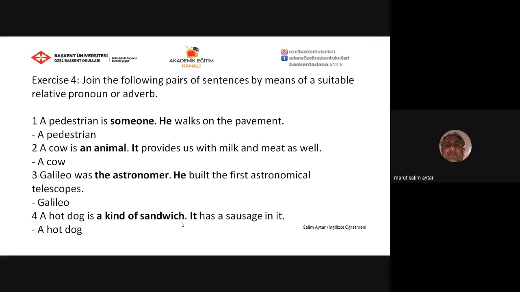Can you join the following pairs of sentences by means of a suitable relative pronoun or adverb? Please do them. What kind of a person is a pedestrian? Okay. Number 2, what kind of an animal is a cow? What kind of an astronomer was Galileo? Okay. Well, which astronomer was he? What kind of a sandwich is a hot dog? Right?